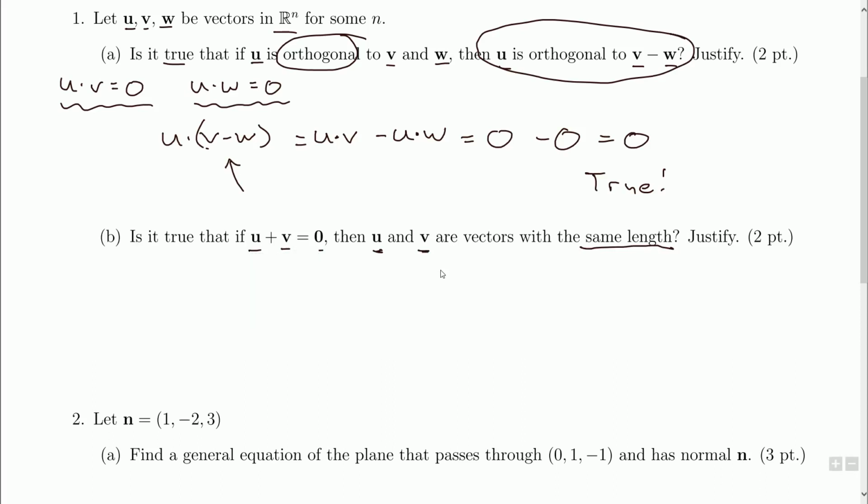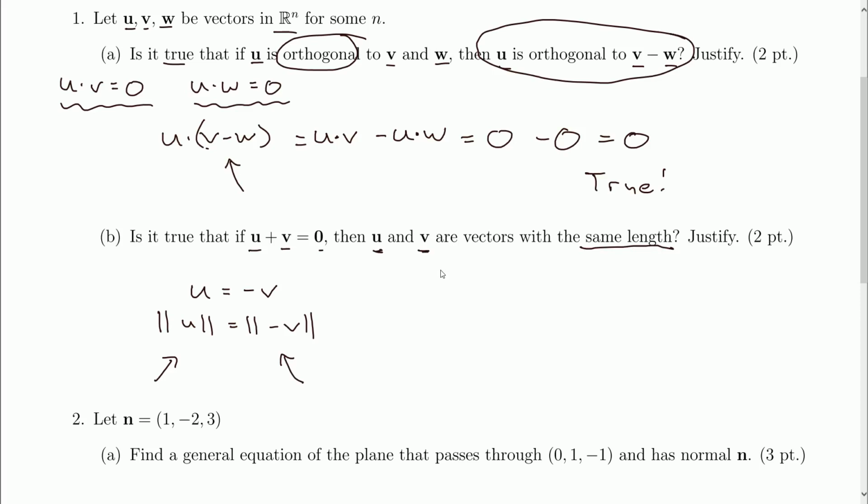Well, u plus v equals 0 is really just a fancy way of saying u is negative v. Now I've got u and v separated, I could talk about their lengths. So I can do the length thing. As soon as I apply a length to one side, I apply it to the other side. Well, there's the length of u right there. Great. This isn't quite the length of v.